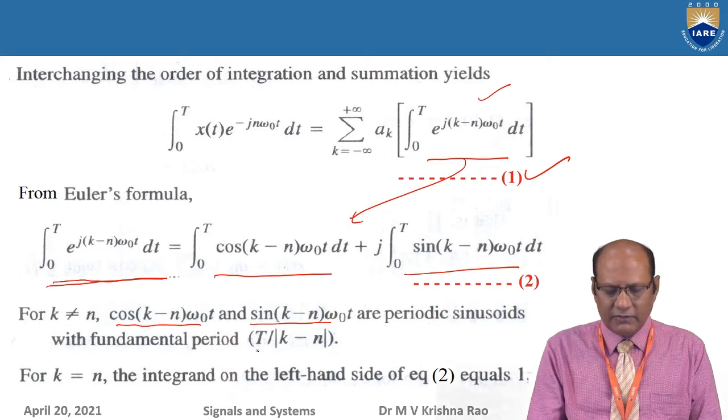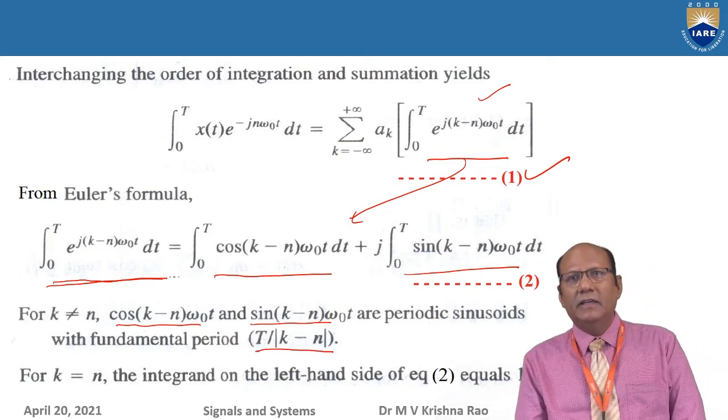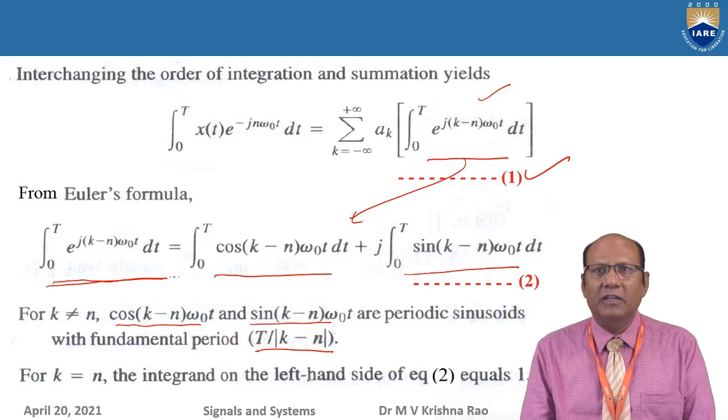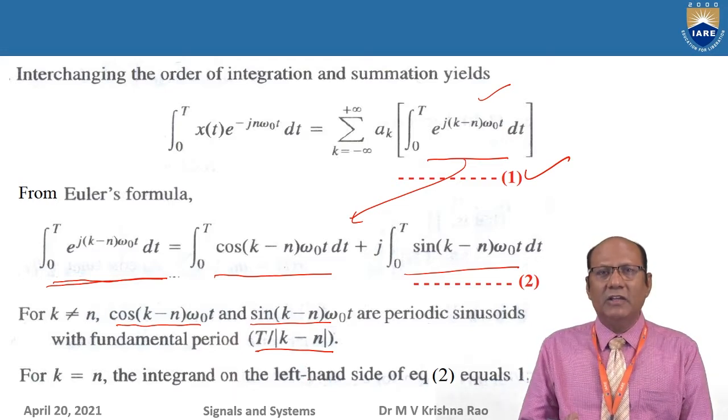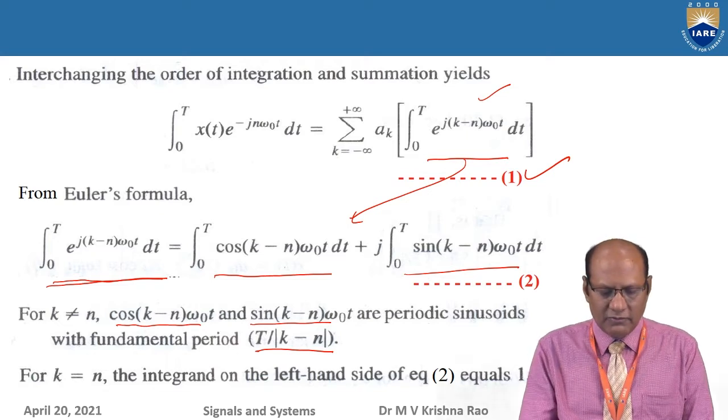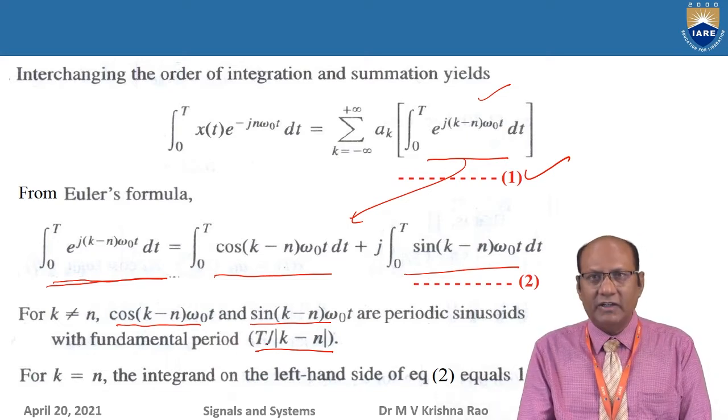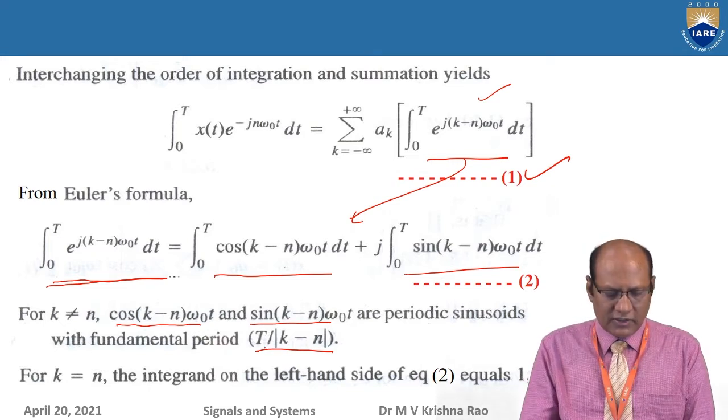What is their fundamental frequency? T divided by the absolute value of k minus n. You have to take the absolute value, because it may be a minus value or plus value, but the value is important for me. So T divided by the number difference between these two indices. Okay, so that is what we have to take.